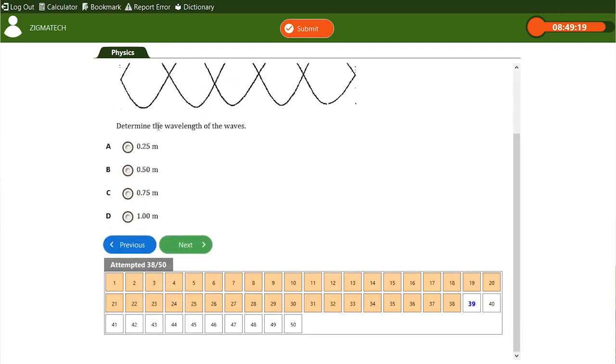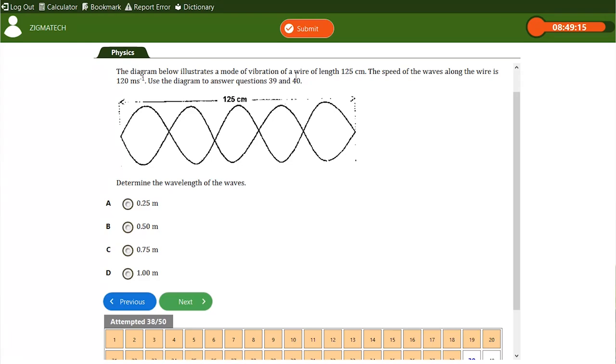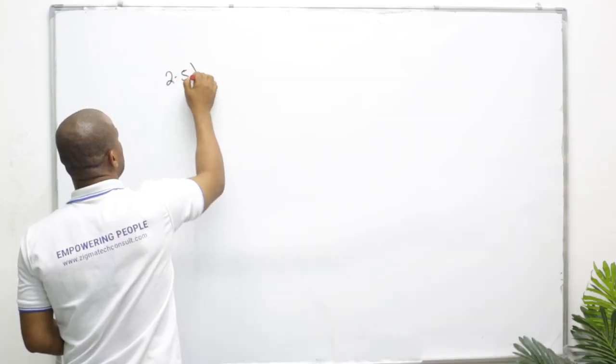The diagram below illustrates a mode of vibration of a wire of length 125 cm. The speed of the wave along the wire is 120. Use the diagram to answer the question. Now, I like to use this approach. How many waves? 1, 2, 3, 4, 5. Or simply put, look at this. From here to here, this is one wavelength. This is two wavelength, and this is half. So we have 2.5 wavelength.